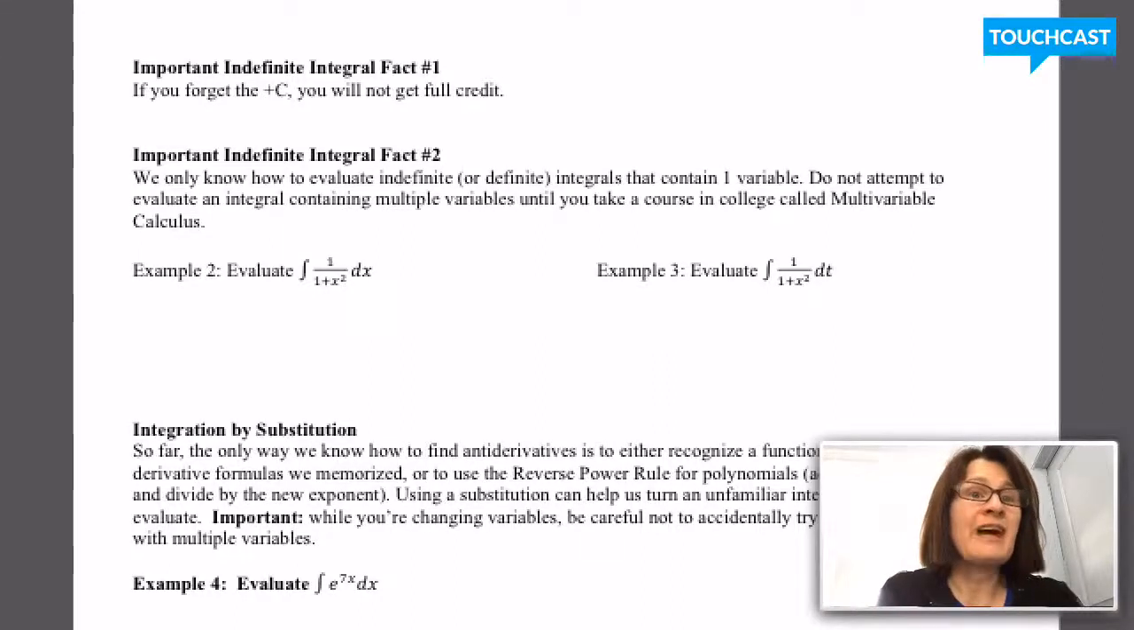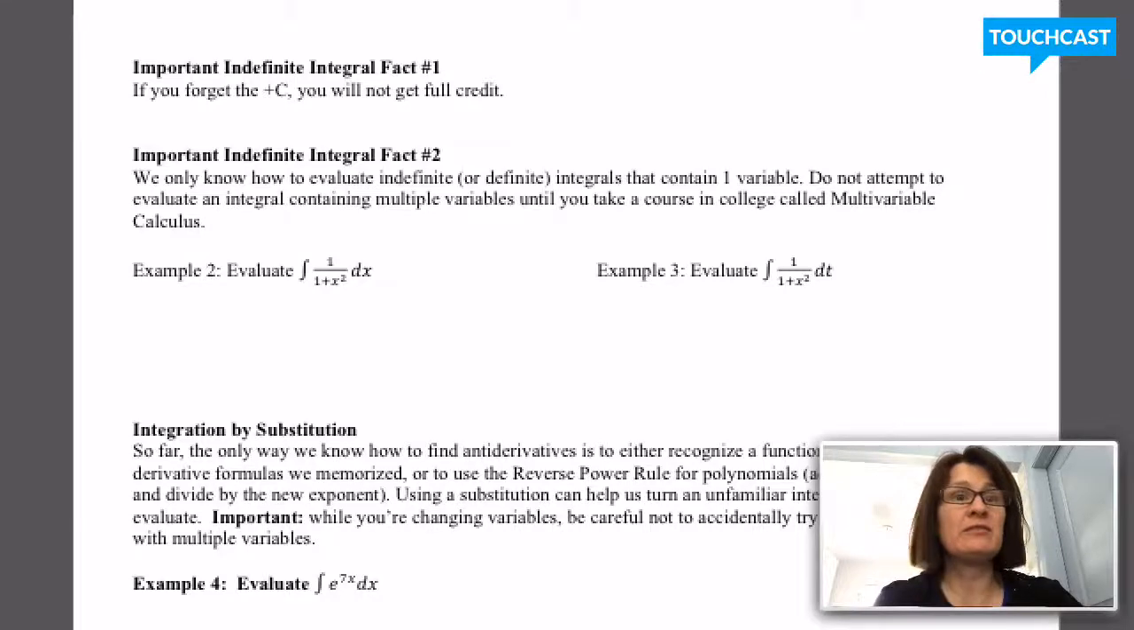If I want to evaluate the indefinite integral of 1 over 1 plus x squared dx, that happens to be a function that I recognize as the derivative of inverse tangent. So this answer here is not so bad. That's inverse tangent of x plus a constant.